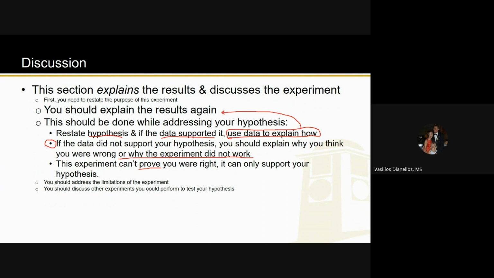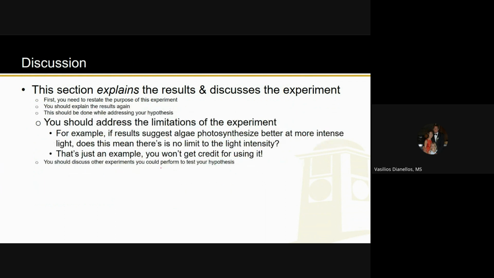The next paragraph, and we've already talked about this, you've already been trained to do this, you've been answering questions like this through all of your labs, you should address the limitations of the experiment, right? So for example, if you do an experiment that suggests that algae photosynthesize better at more intense light, does that mean there's no limit to the light intensity, right? Now you can't use this example because I've used it. So you might say, well, according to my data, the best distance for light intensity is 10 centimeters. And then you would say something like, but we didn't get any closer than 10 centimeters. Or, but what if we used a brighter light, right?